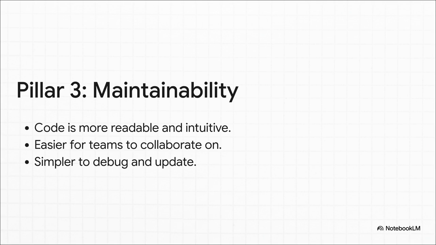And the third pillar? Well, this one is a gift to your future self and to anyone else who ever has to work on your code. It's maintainability. I mean, think about it. Which is easier to understand when you come back to a project 6 months later? A dozen nested divs or a clean structure of header, main, and footer? Semantic code is basically self-documenting. It just makes working in teams smoother and debugging so much less painful.